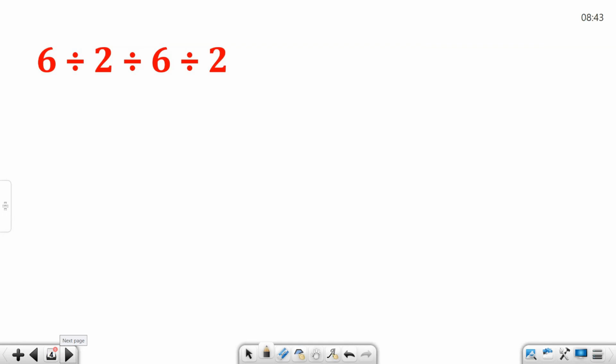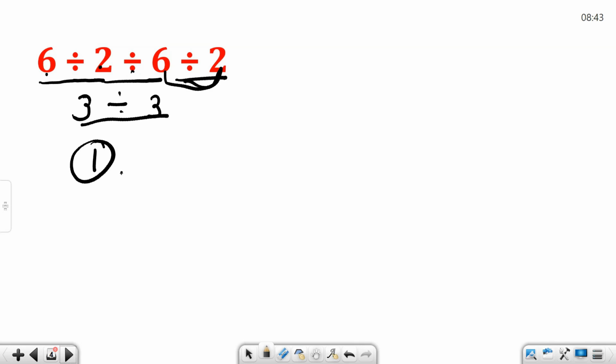Hello everyone. Today's question is 6 divided by 2 divided by 6 divided by 2. Let's solve it. 6 divided by 2 is 3, divided by 6 divided by 2, which is 3. 3 divided by 3 equals 1. This is the answer, but this is the wrong answer.